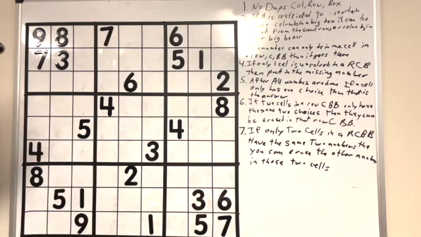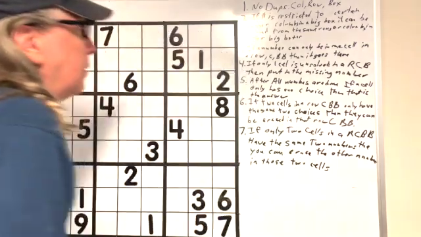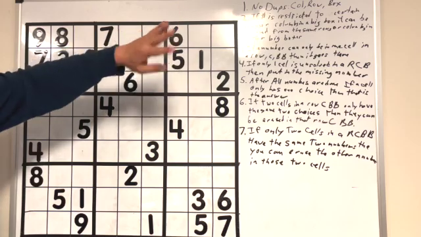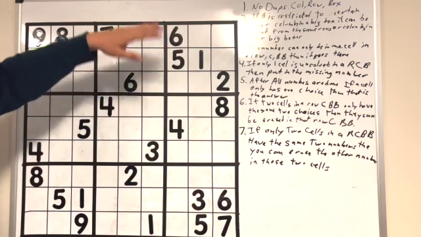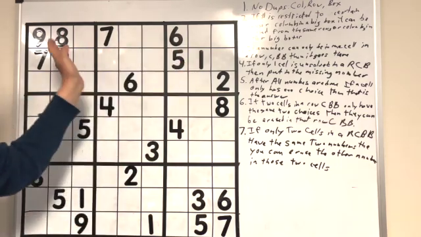This is puzzle number 5 that we're working on. Let's go over our basic rules a tiny bit. Okay, so rule number 1, of course, no duplicates in any column, row, or big box. It's got to be 1 through 9.